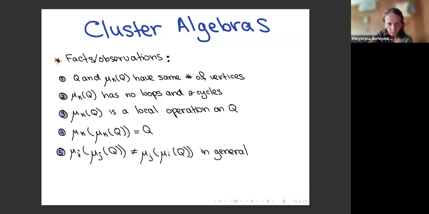And the last property says, well, if I mutate a quiver at a vertex j, and then I want to mutate at a vertex i, it is generally not the same as mutating at i and then at j. Of course, if you try enough examples, you'll see when exactly I can do this. The two commute precisely when you don't have any arrows between i and j. If they're not connected by an arrow, then the two will commute. But in general, this is not a commuting operation. So order does indeed matter.